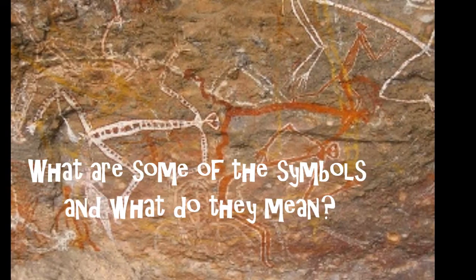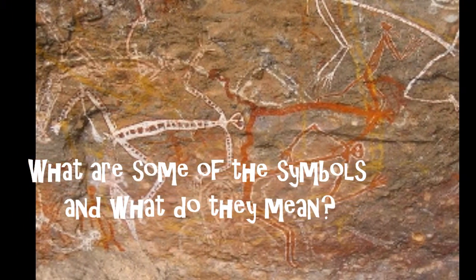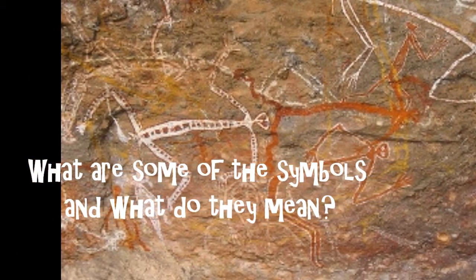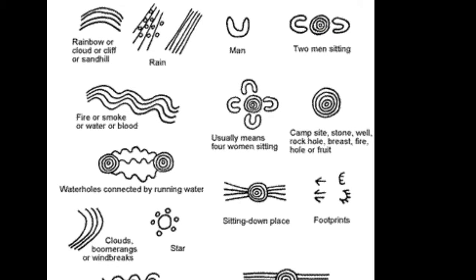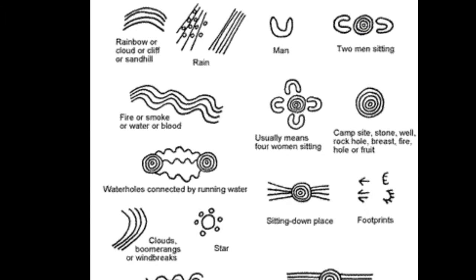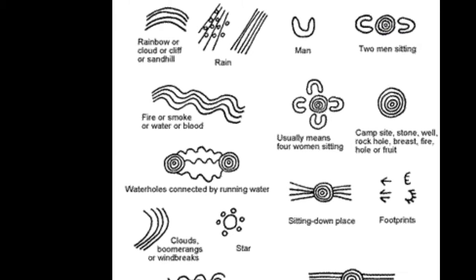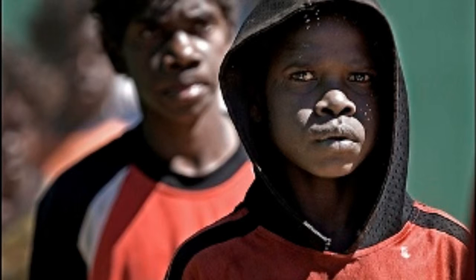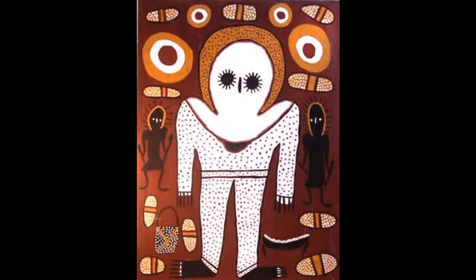What are some of the symbols and what do they mean? Some of the symbols shown in Aboriginal paintings are footprints from some Australian animals, tools Aboriginal men used, for example spears and shields, habitats Australian animals live in, and tribes and meeting places. A lot of these symbols are used to tell stories about journeys, dreamtimes, or spiritual events that happened long ago, when Aboriginals were the only ones in Australia.